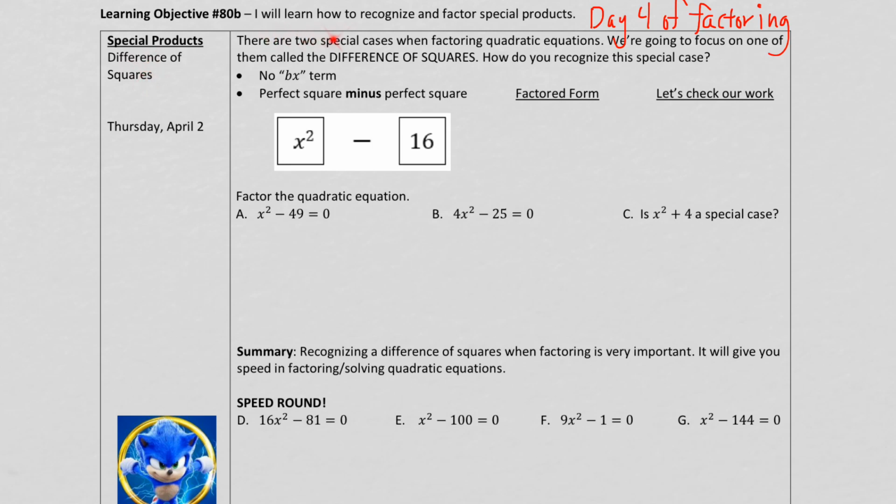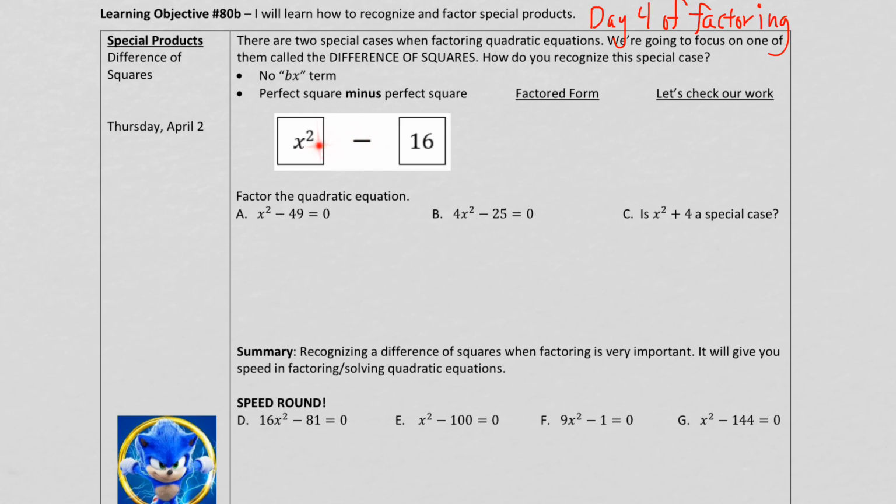So there are two special cases when factoring quadratics. We're going to only focus on one for now. It's the difference of squares, and here's how we can recognize when we have it. First off, when you look at your quadratic, like in this example here, there's no bx term. See how it's just x squared and then a constant? So you're missing that bx term. The second part is that it's going to be a difference, so you're going to have a minus sign. This is required in this special case.